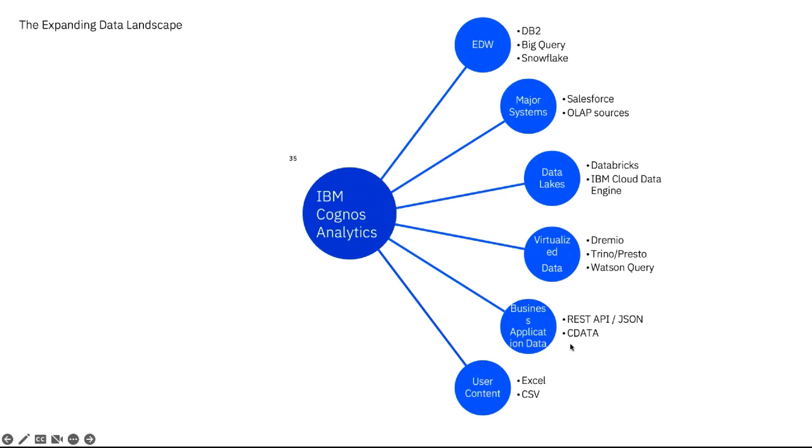Also, a really growing area is your business applications and the data that they are feeding through, and wanting to get those into Cognos. That would typically be accessed by REST APIs, but we're going to talk about C data shortly and how you can get that data into Cognos there as well. And plus, of course, your user content, which is Excel or CSV files that people upload for more ad hoc type analytics.